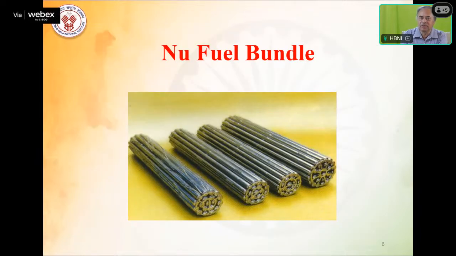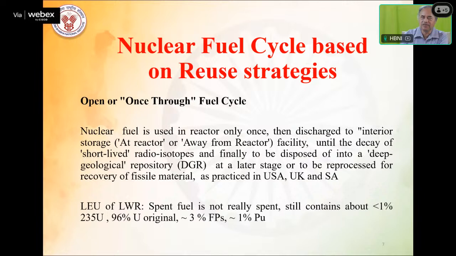This is the nuclear fuel bundle. This bundle is also very, very specific to type of the nuclear reactor. Our 220 megawatt PHWR reactors use this type of bundle. That is called 19-pin fuel bundle. That is just to give you an idea.